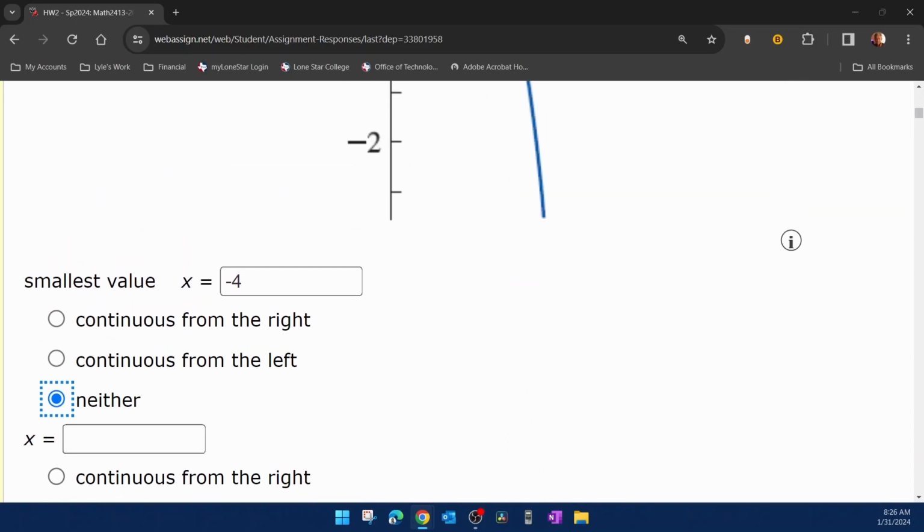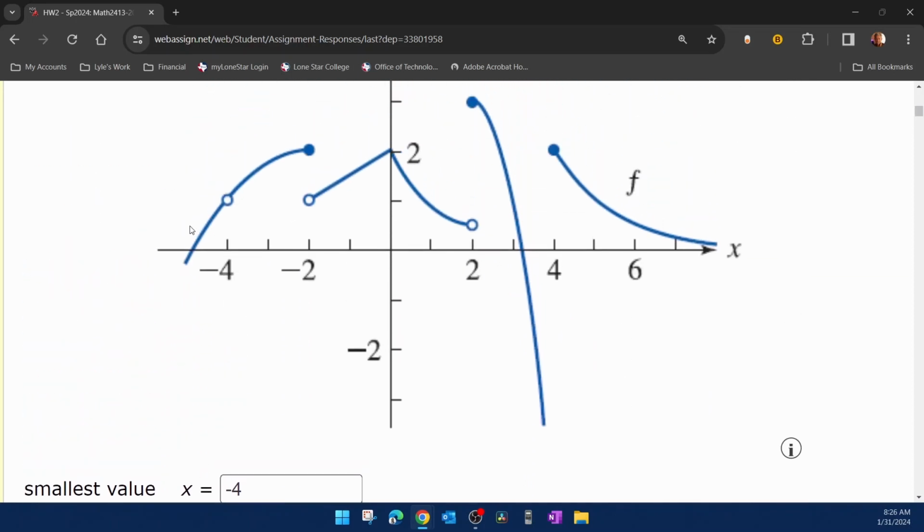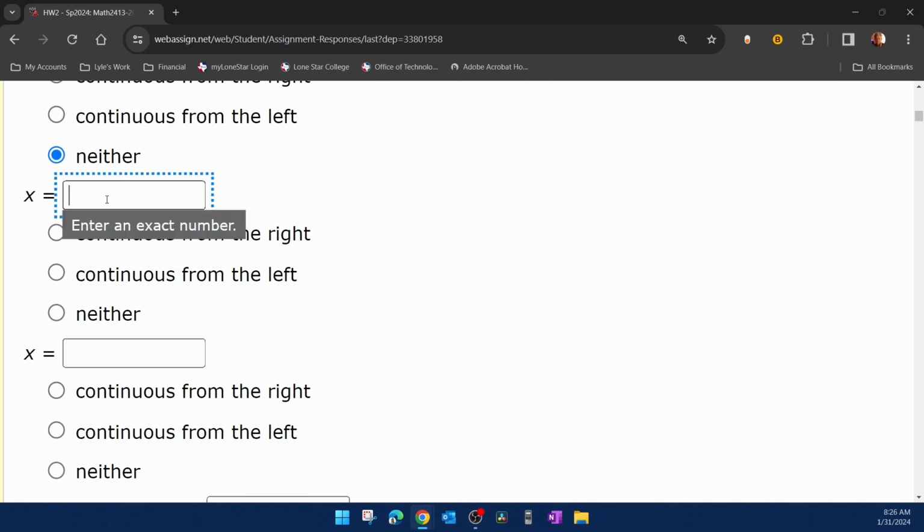All right, next one, x equals. So let's find our next point. Going from left to right, that would be at -2. The graph is discontinuous, and if you need a reason, it's because the limit doesn't exist. Notice as we come in from the left, we're approaching a height of 2. But as we come in from the right, we're approaching a height of 1, so the limit doesn't exist. Therefore, the graph is not continuous at -2.